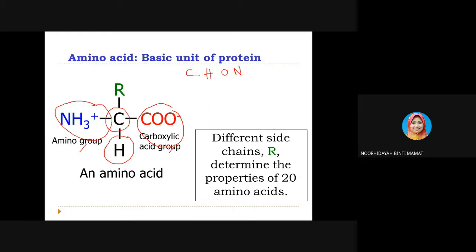But what makes one amino acid different from another is the different side chain, which is the other chain on the alpha carbon, actually the R group, or we call it a functional group. So the different side chain, which is R, is the one that determines the properties of the 20 amino acids that we need. All right.